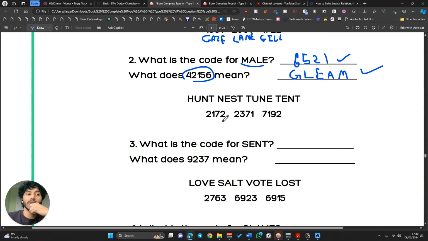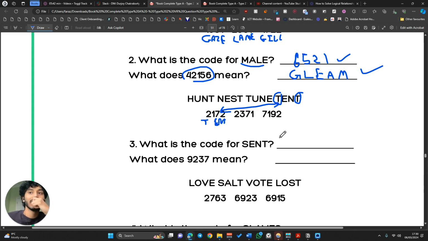Let's do question 3. Again, actually, the first thing I notice here is there is a double letter in the same word. So if there's any code that starts and ends with the same number, it's going to have to be tent. So we've linked these 2 already. So tent, T-E-N-T, meaning E is equal to 1, 7 is equal to N, and obviously 2 is T.